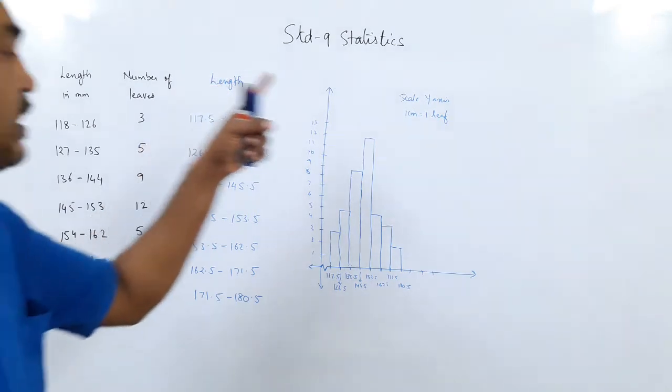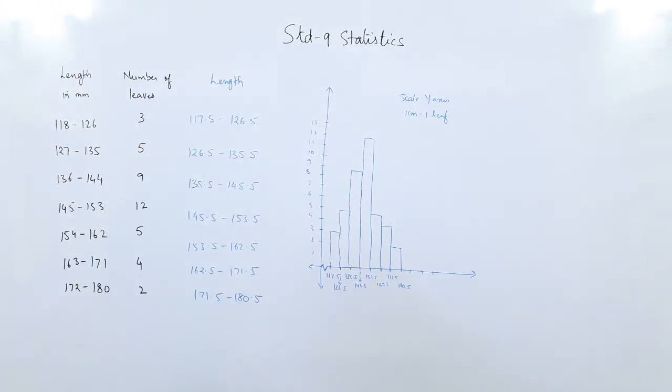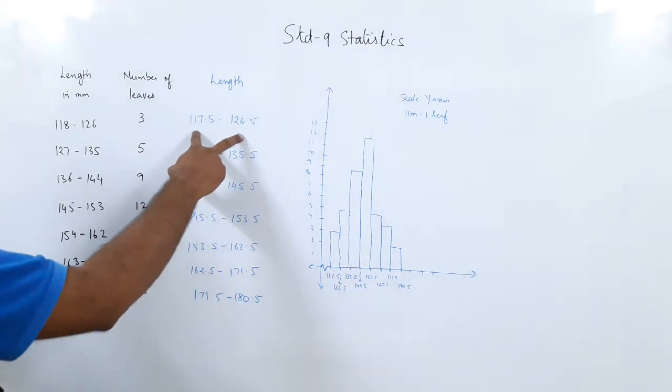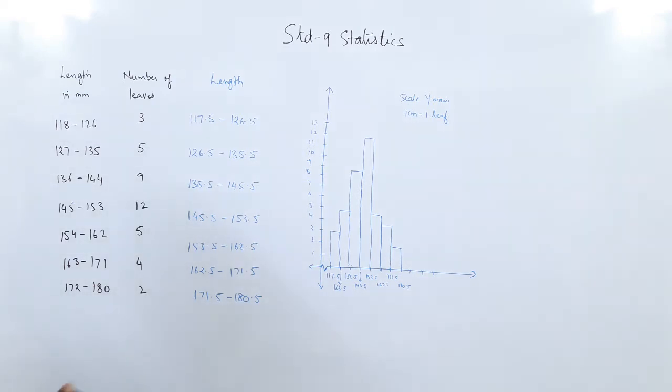Now can you show this data by any other method other than the histogram? Yes, we can. With what? The frequency polygon. But how will you find the frequency polygon? You will have to go for the midpoint of these two. Can you tell me how to find the midpoint of these two?